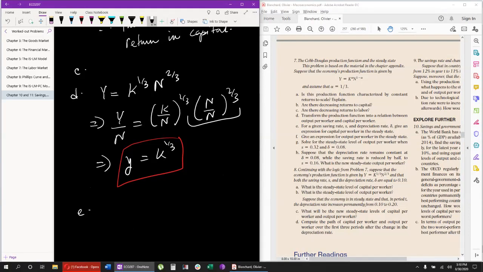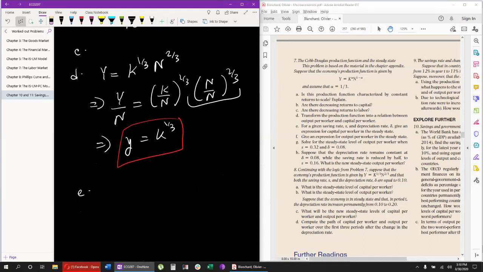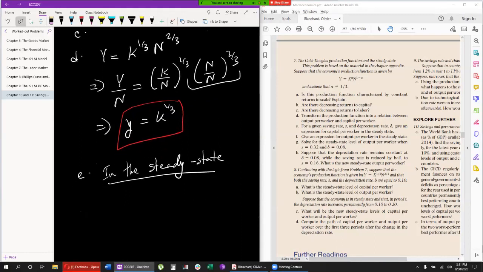Part E. For a given savings and depreciation rate, give an expression for capital per worker in the steady state. Okay, interesting. Now, what we have seen in the chapter is that in the steady state, what do we need? We have two things that determine the steady state, right? One is depreciation, and the other is investment.